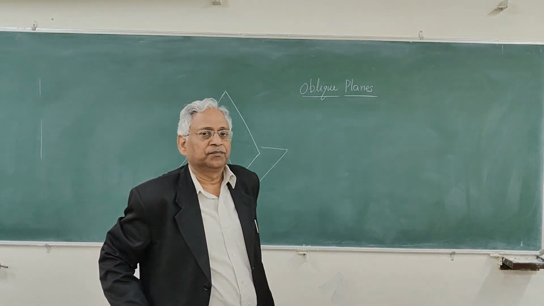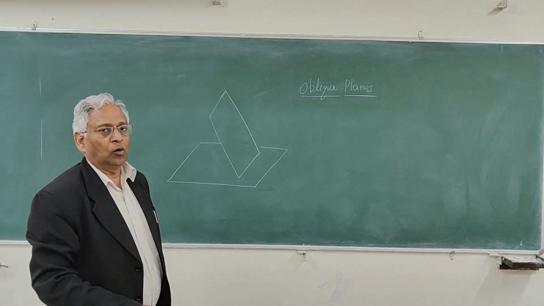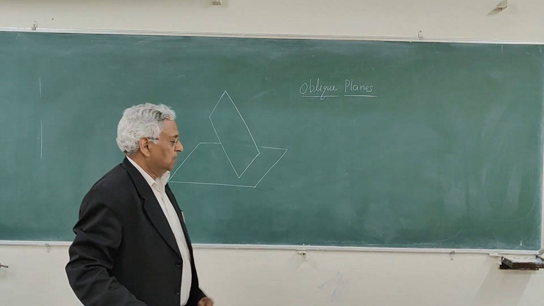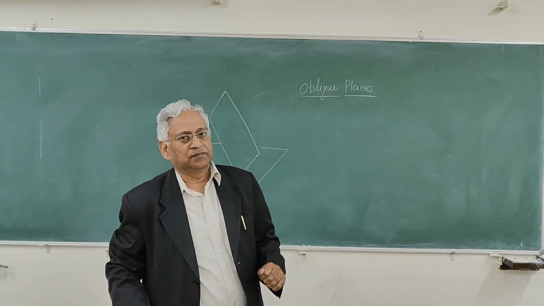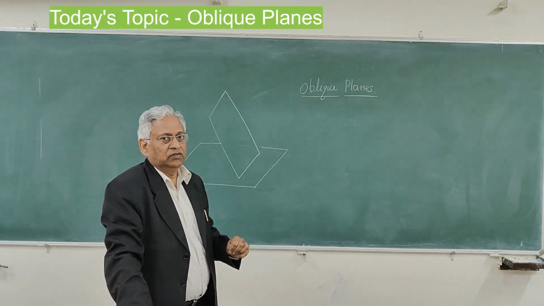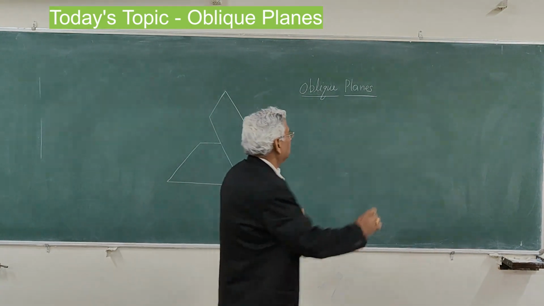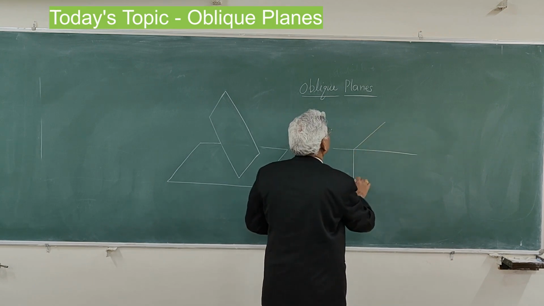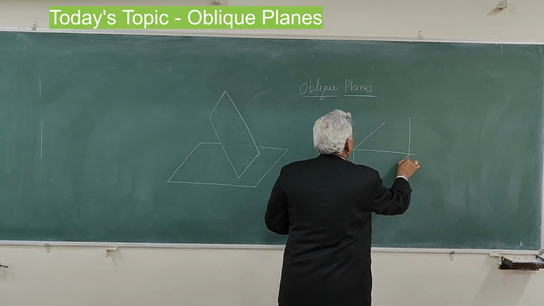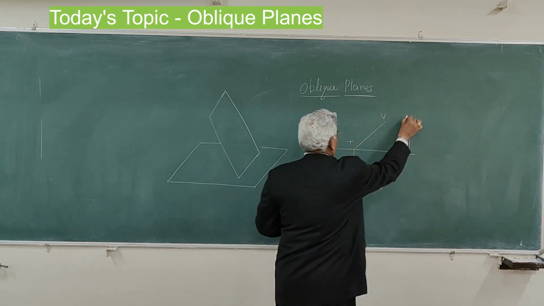Hello friends, today in this session we will discuss oblique planes. In my earlier lectures I told you about auxiliary planes. Auxiliary horizontal plane which we call inclined plane and auxiliary vertical plane which we define like this by their VT and HT.